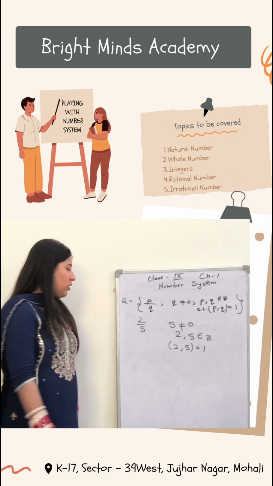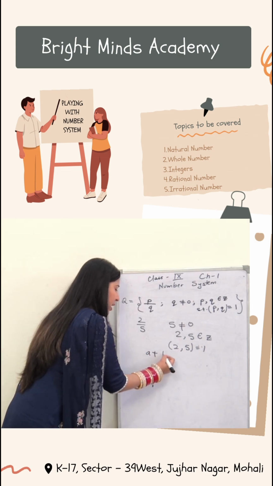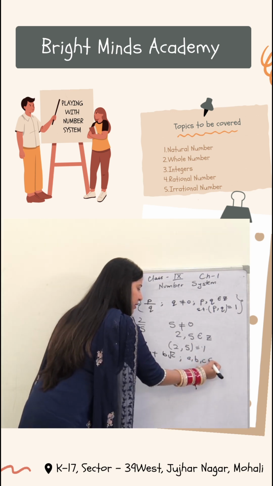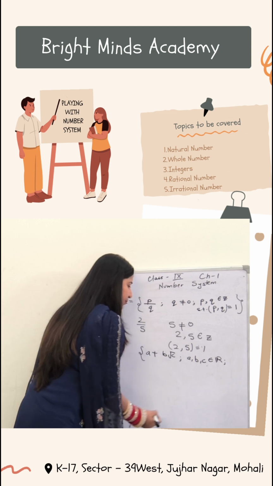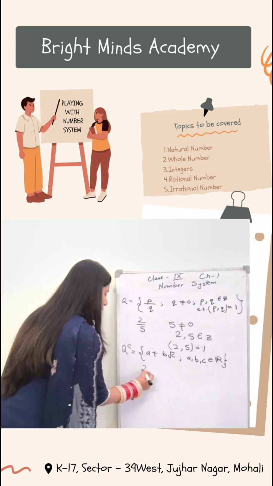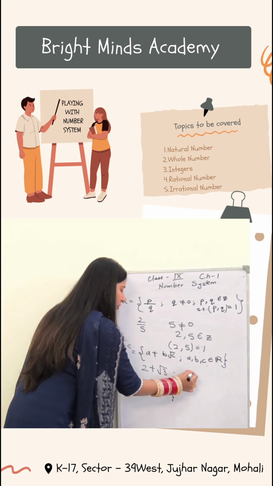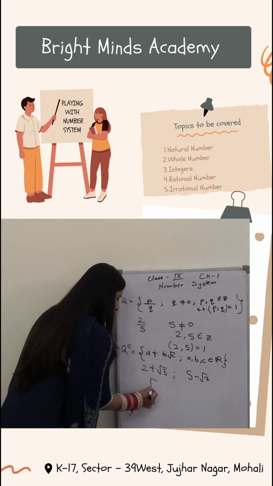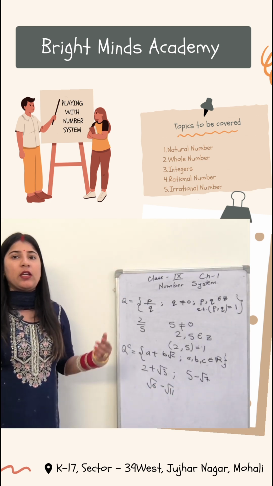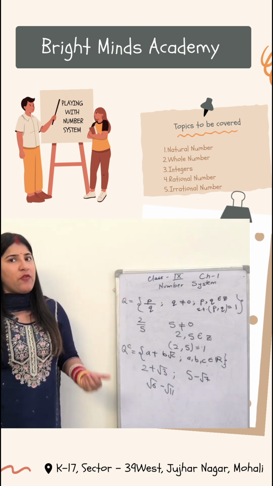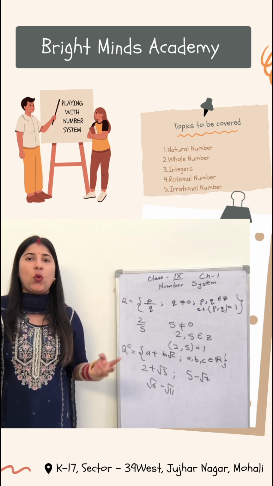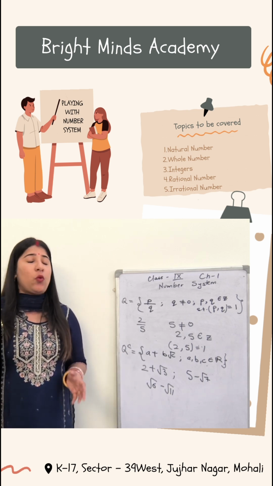Now, if you have a number of the form a plus b under root c, where a, b and c are real numbers, then this type of set is your irrational. For example, 2 plus under root 3, 5 minus under root 7, under root 6 minus under root 11. Such numbers fall in the category of irrational, forming a system of irrational numbers. I hope you got the definitions of the naturals, wholes, integers, rationals and irrationals quite clearly.